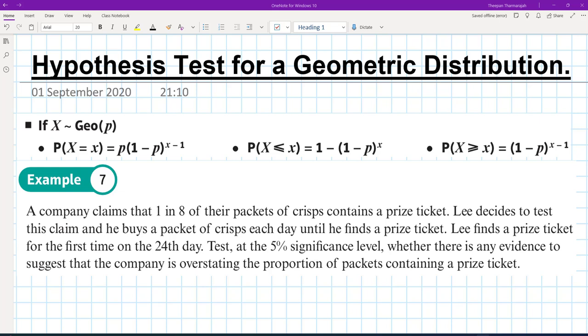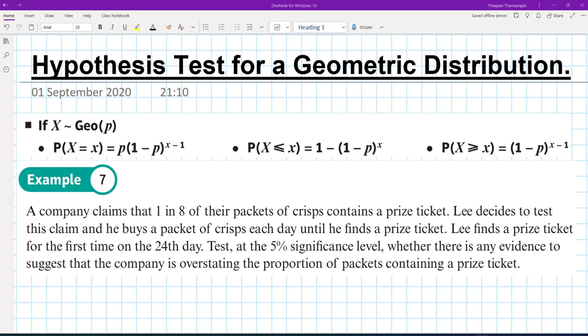In this video, we're going to look at a Further Statistics 1 topic in A-level Further Maths called the hypothesis test of a geometric distribution. A geometric distribution here is modeled by X follows the geometric distribution with probability P, and we have some formulas here for how we work out the respective probabilities that I would suggest you commit to memory in order to be efficient in your examination.